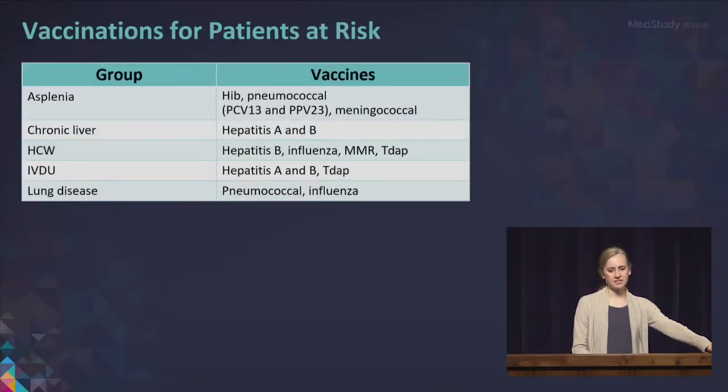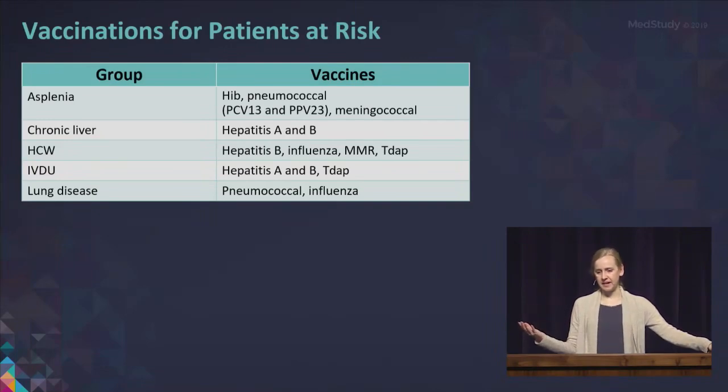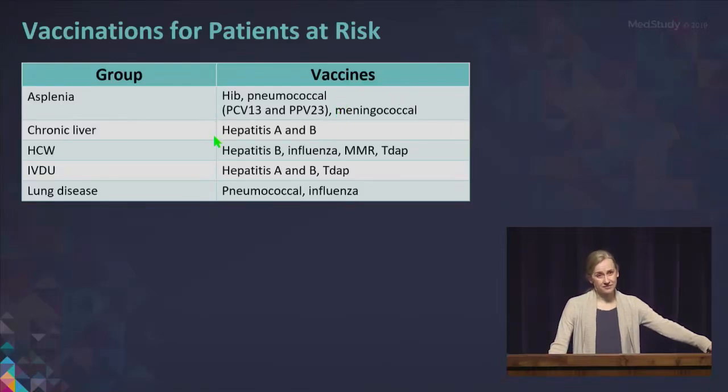So just to summarize a little bit more about the vaccinations for patients at risk. So if you're asplenic or you're removing someone's spleen, let's say they have idiopathic thrombocytopenic purpura, you've got a planned splenectomy, they come to you for primary care. You're going to give them the pneumococcal vaccine, remember the PCV13, and then 8 weeks later the PPSV23 and the meningococcal vaccine. For chronic liver disease, you're going to give them the hepatitis A and B vaccine to avoid them getting them both later and then going into acute liver failure.